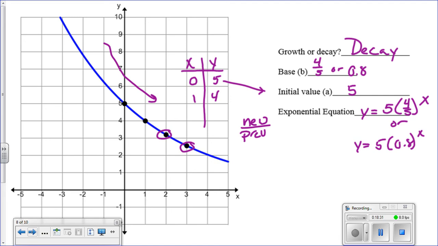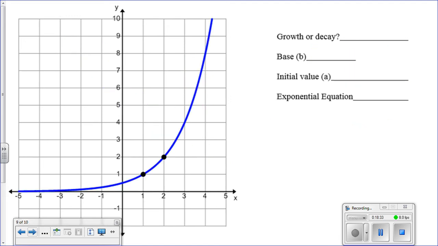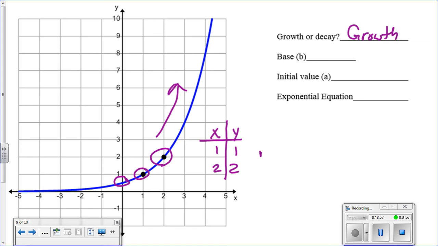Well, that wasn't bad. Let's try one more graph. Alright, I can't see my y-intercept, so that's going to be a problem. But I do see a couple of points here, which will be helpful. So I see this one, which is 1, 1, and I see this one, which is 2, 2. Clearly this is going up. This is always increasing, so this is going to be growth. Your base, you're going to do new over previous. So your new value would be 2 over 1. So it looks like this thing is doubling.